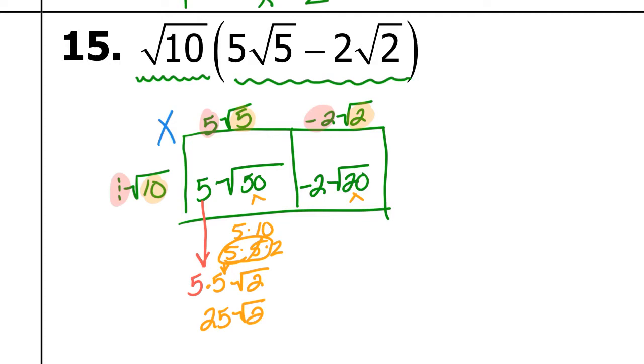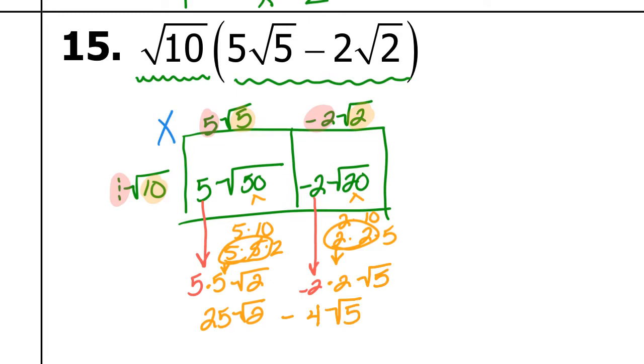20 can be broken down into 2 times 10, and 10 can be broken down into 2 times 5. So I'm looking for pairs of numbers. My first 2 can come out, and I have a square root of 5 that gets left behind. So this simplifies down to negative 4 square roots of 5.